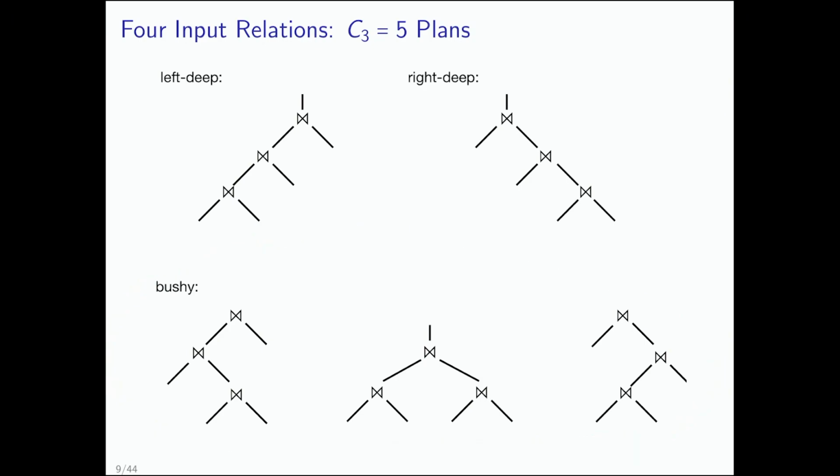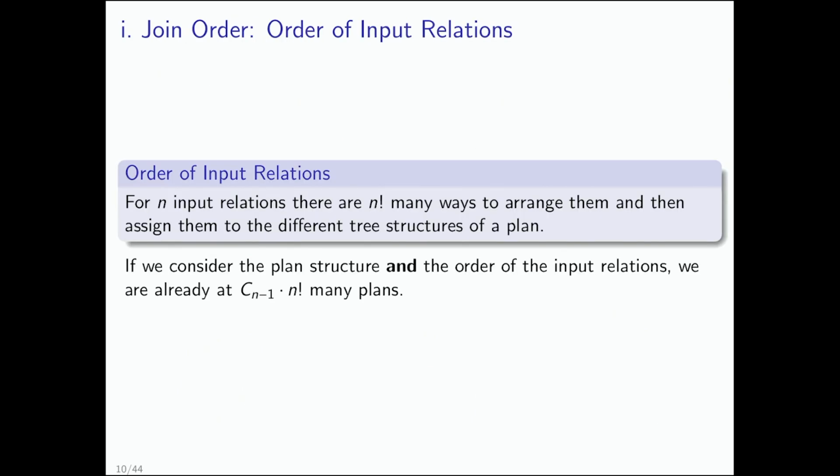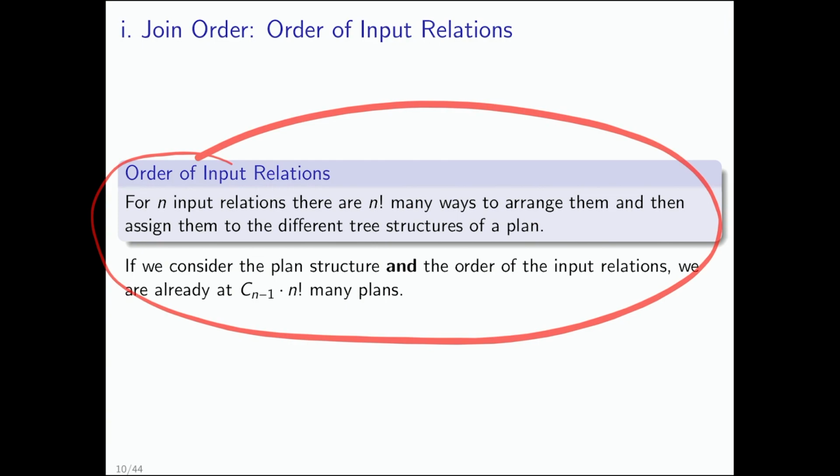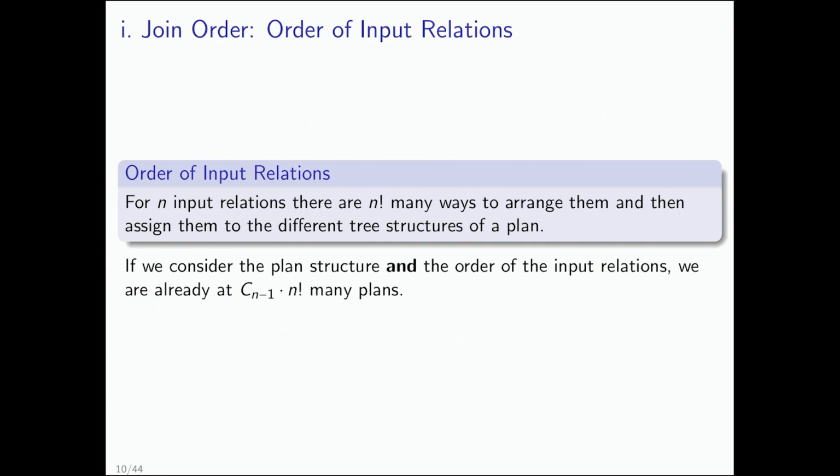Okay, those are the binary plan structures that are available. I still didn't write down the actual relations here. So the question is, how many options do I have to write down the relation names for these plans? And that's a factorial number. If you have n input relations, there are n factorial many ways to arrange them and assign them to the different tree structures of a plan. That's what factorial is about. You have n input relations, how many different orders exist on that? That's n factorial.